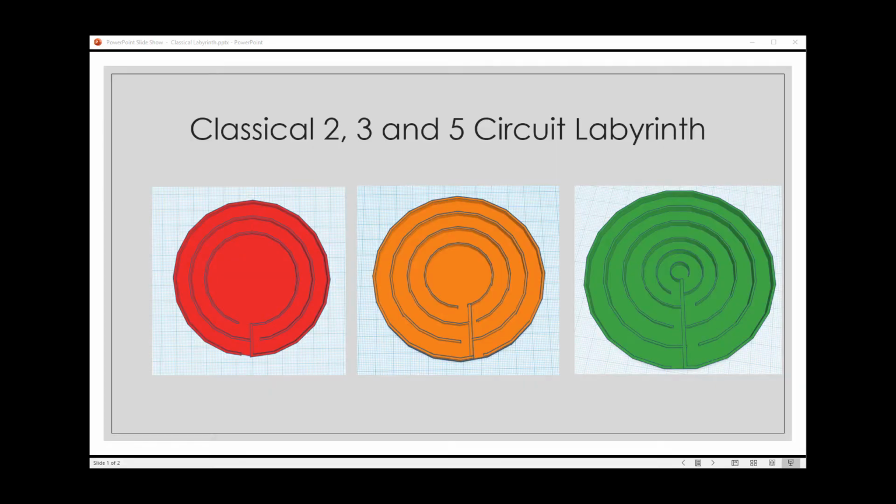Welcome to this tutorial. I'm Mrs. Duffy and I'm going to show you today how to draw a classical 2, 3 and 5 circuit labyrinth. So the first one here you can see has got 2 circuits around the outside. The second one in the middle there has got 3 circuits and the final one there has got 5.